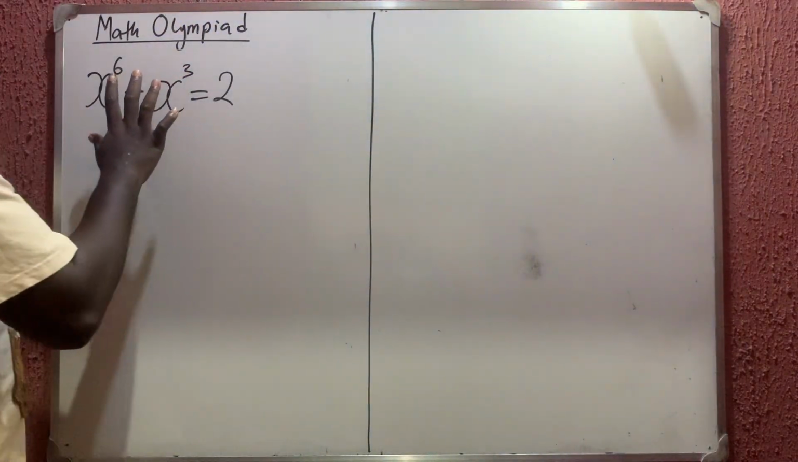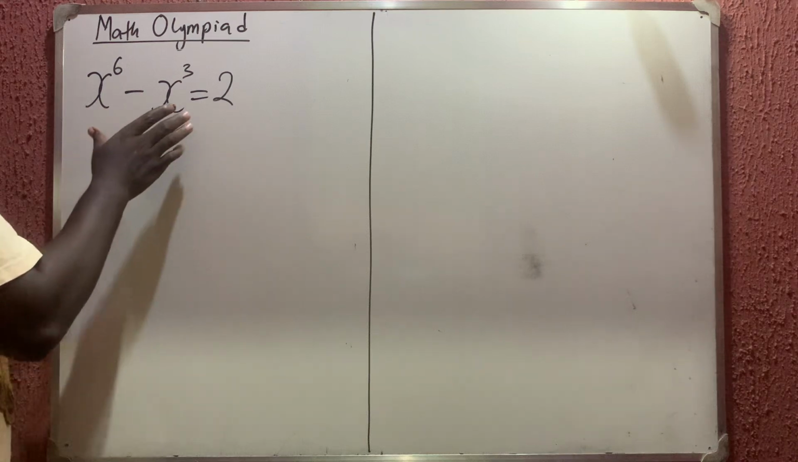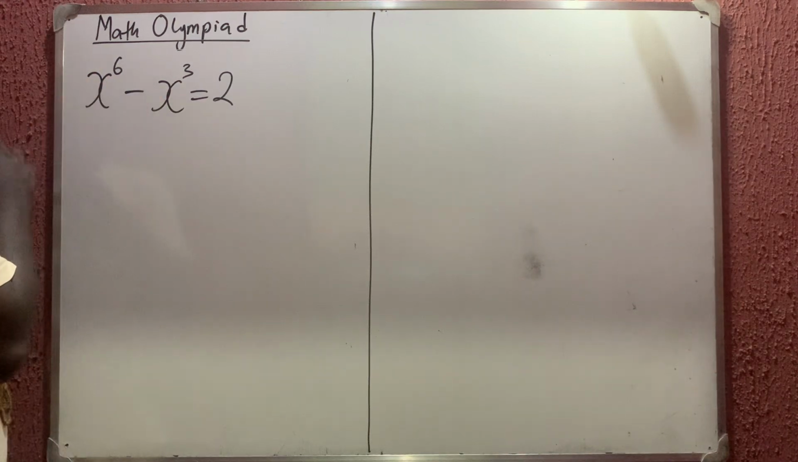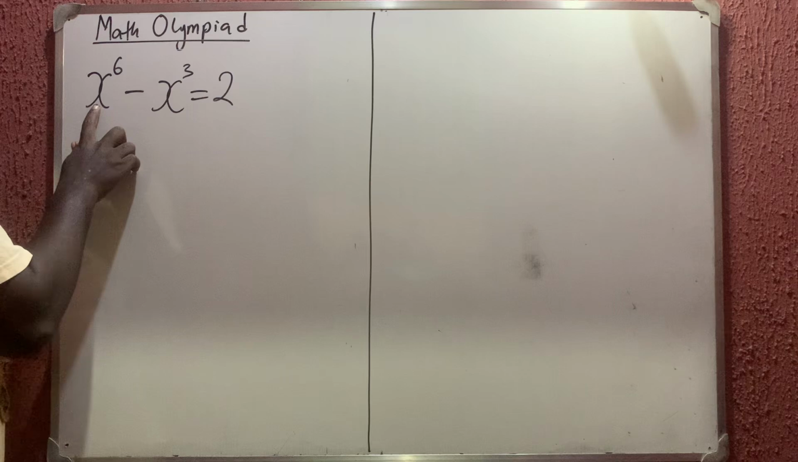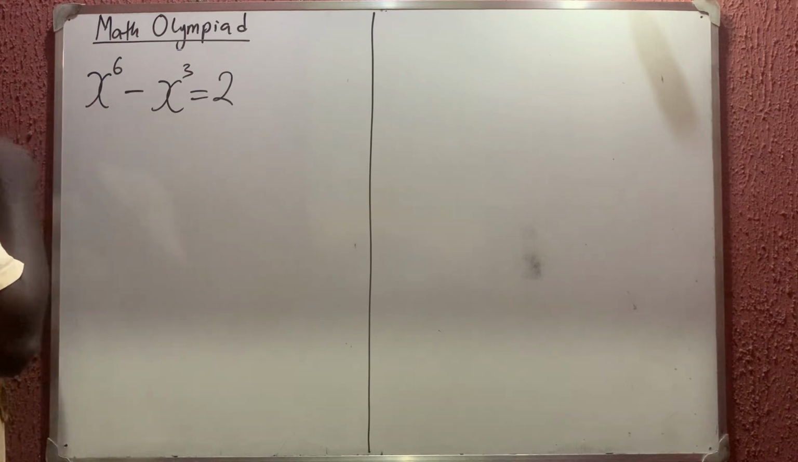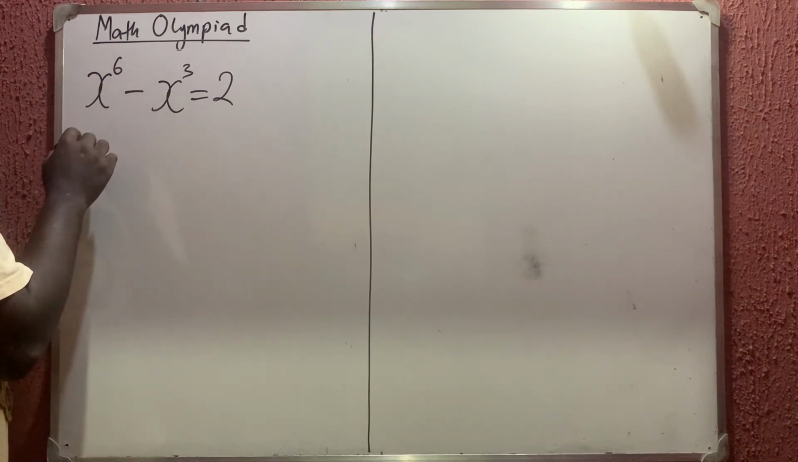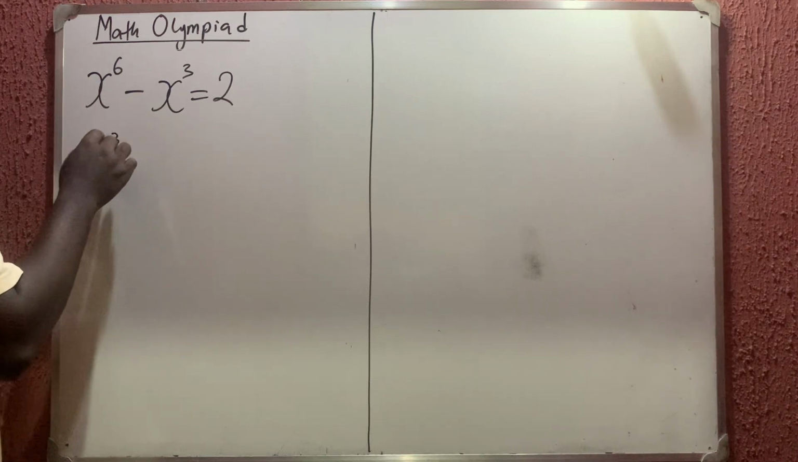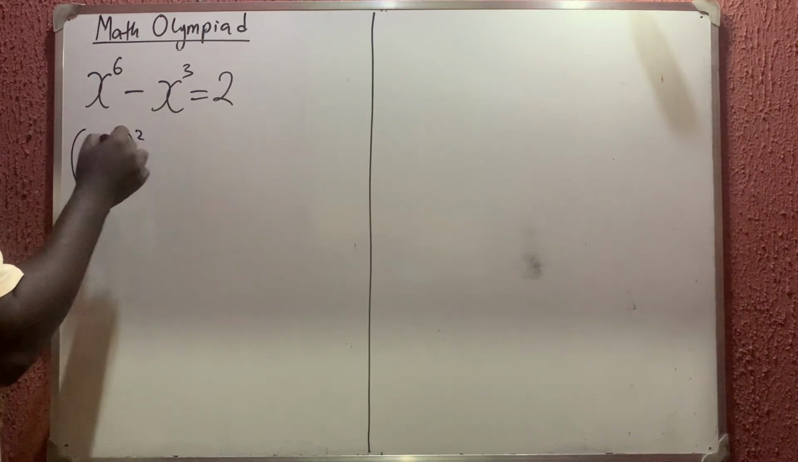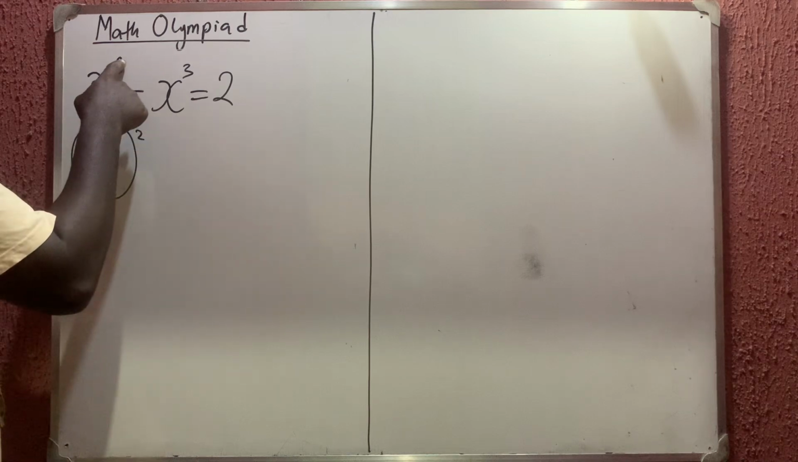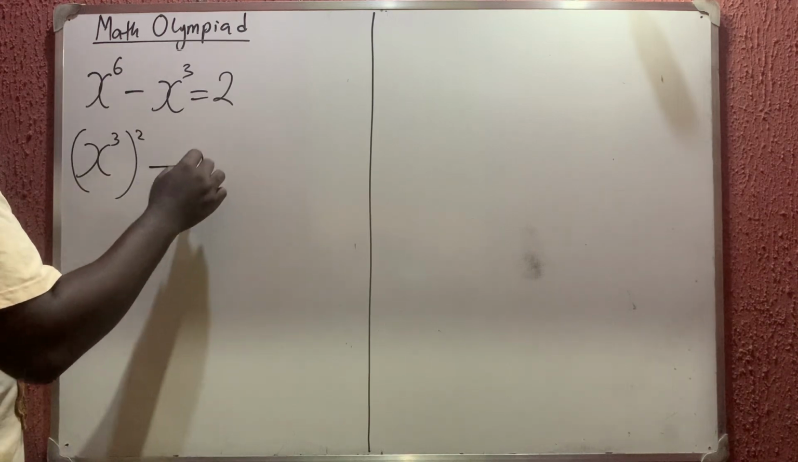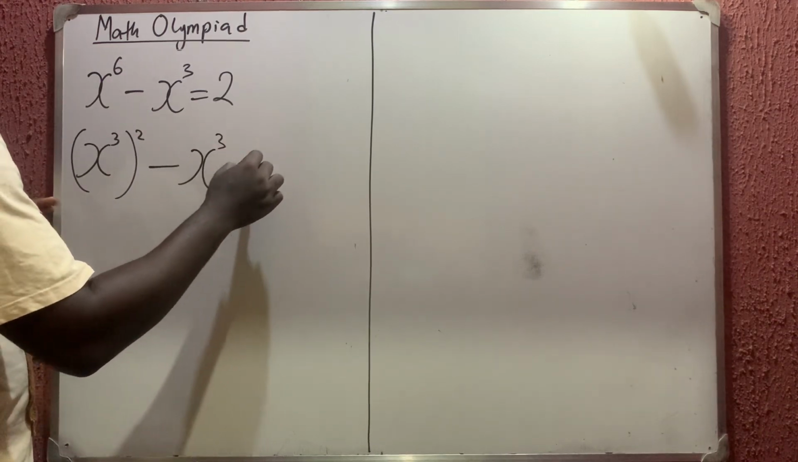Let us quickly solve this math Olympiad problem. Okay, now this is a very simple equation. Now what do we do here? We'll try to make this look exactly like this. So we can say that this is x raised to power 3 multiplied by 2. Don't forget that 3 times 2 will give us 6. So minus x raised to power 3 is equal to 2.